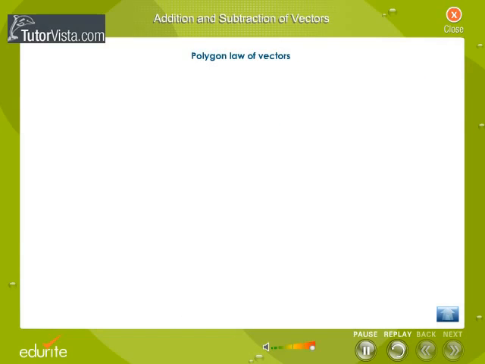Polygon law of vectors. Polygon law of vectors is used for the addition of more than two vectors. Let us consider four vectors, vector p, vector q, vector s and vector t as shown in this figure. Displace vector q parallel to itself till the tail of vector q touches the tip of vector p. Similarly, displace vector s parallel to itself till the tail of vector s touches the tip of vector q.